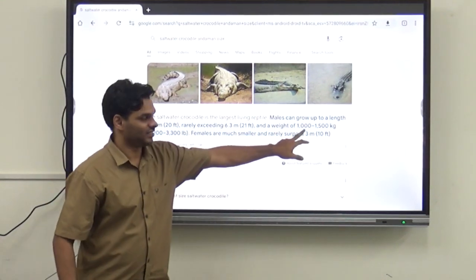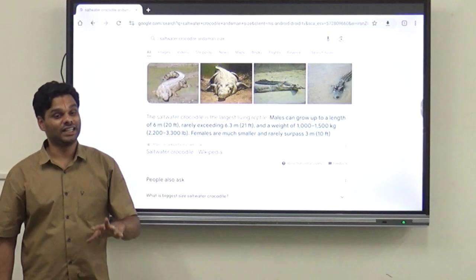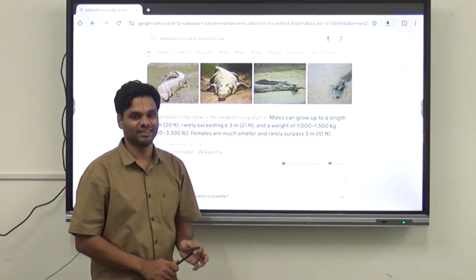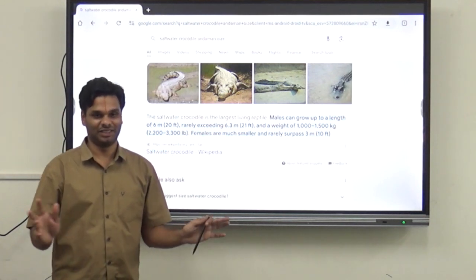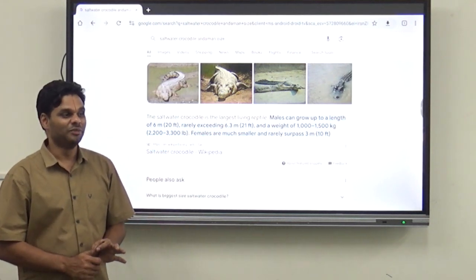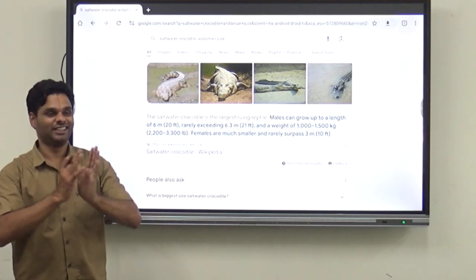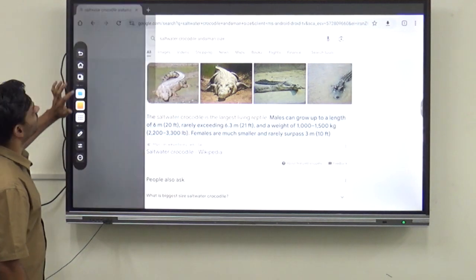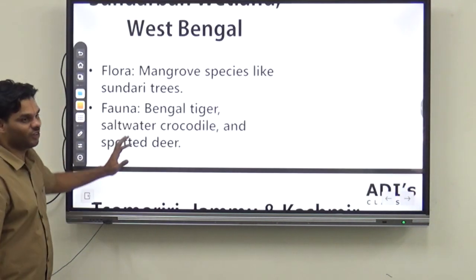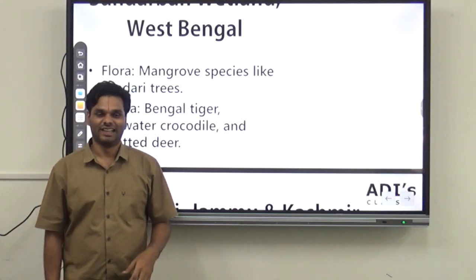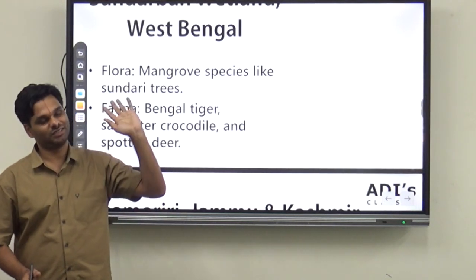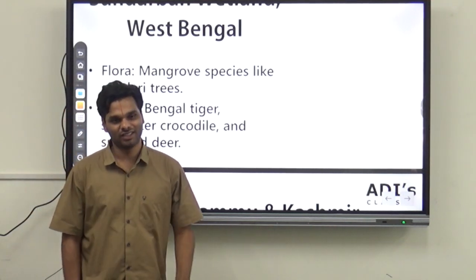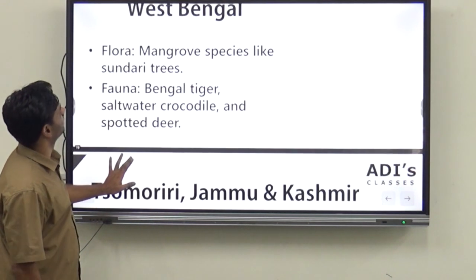And look at the weight. 1000 to 1500 kgs. Right? You know how much tigers weigh? 300-350 kgs maximum. That's all. Imagine triple the size. They are like dinosaurs only. You know how long crocodiles have been around for? Crocodiles and sharks have been around since around when dinosaurs were there. Hundreds of millions of years.